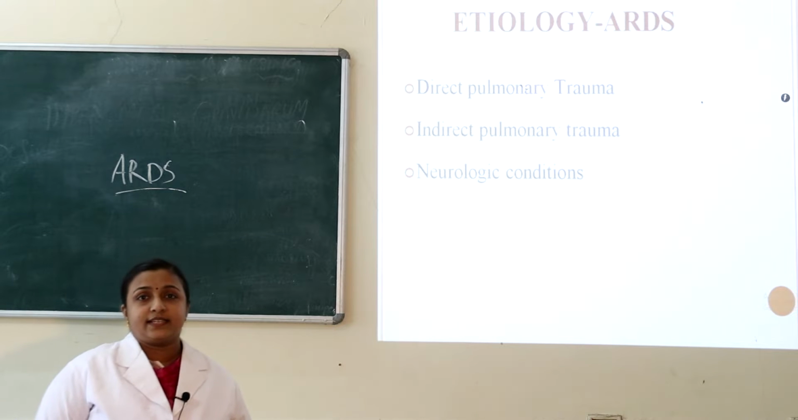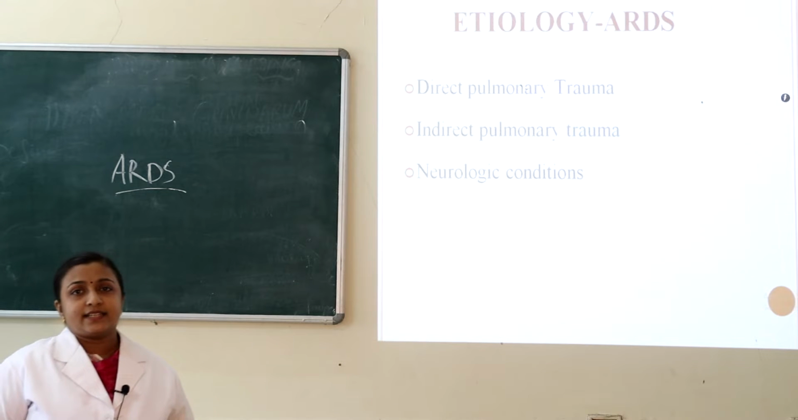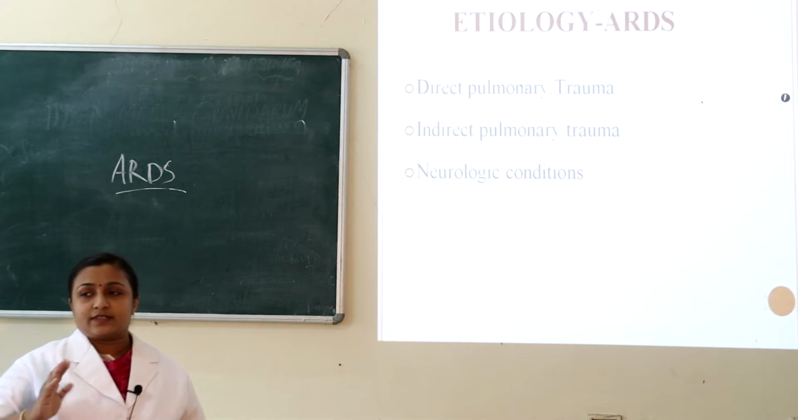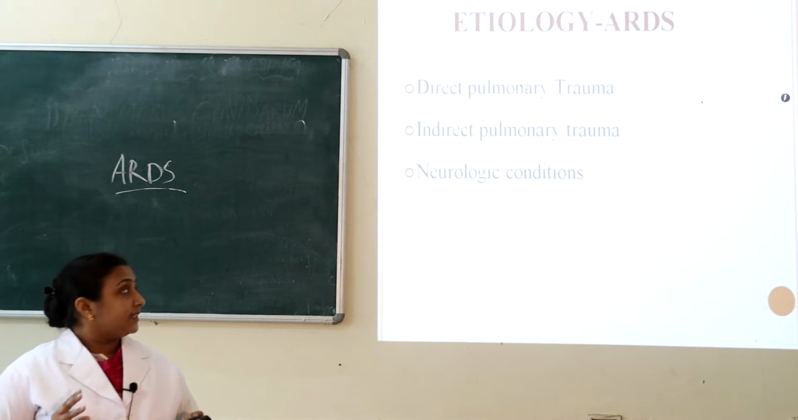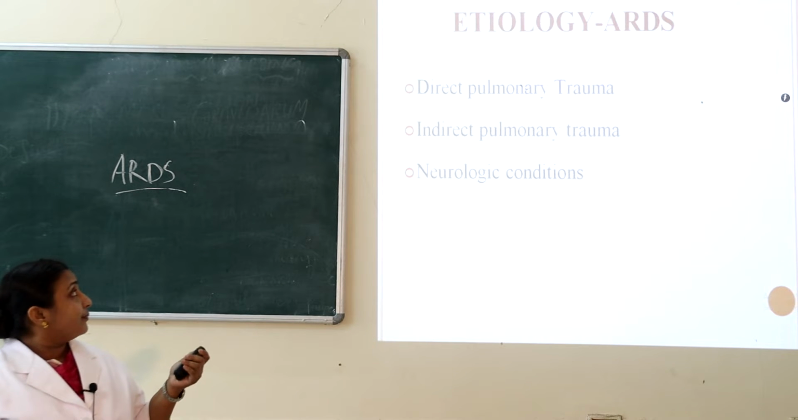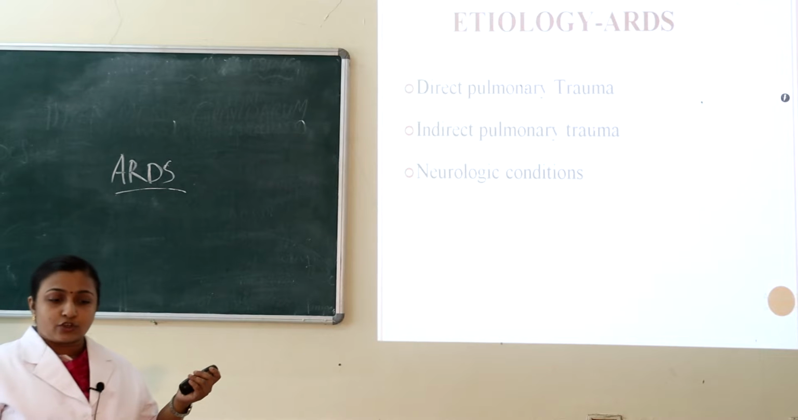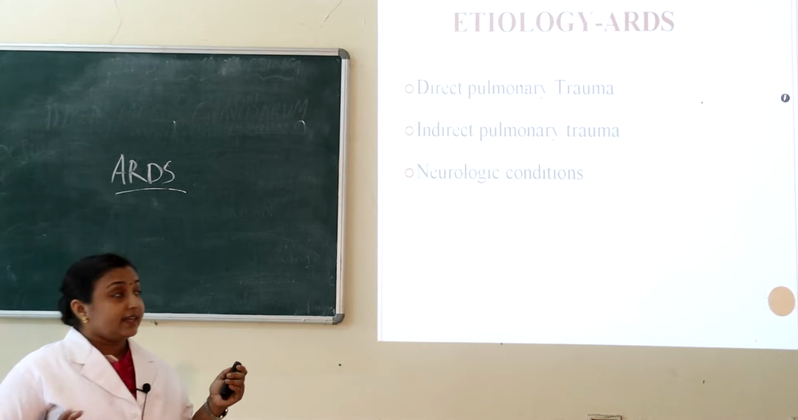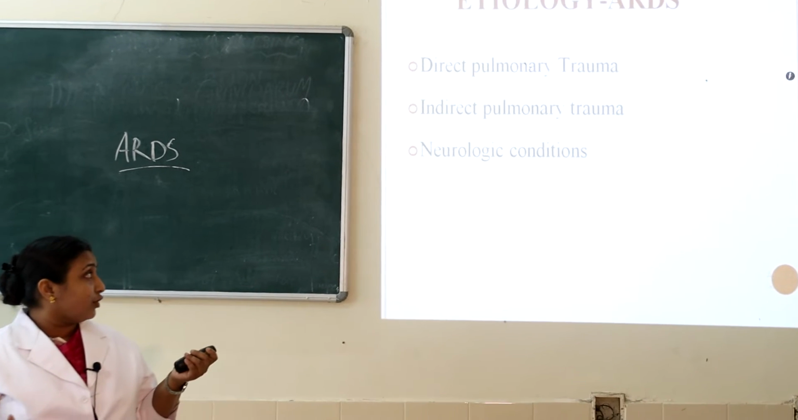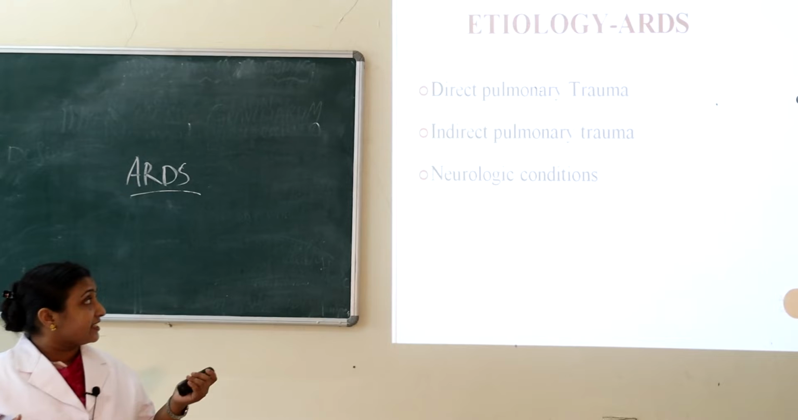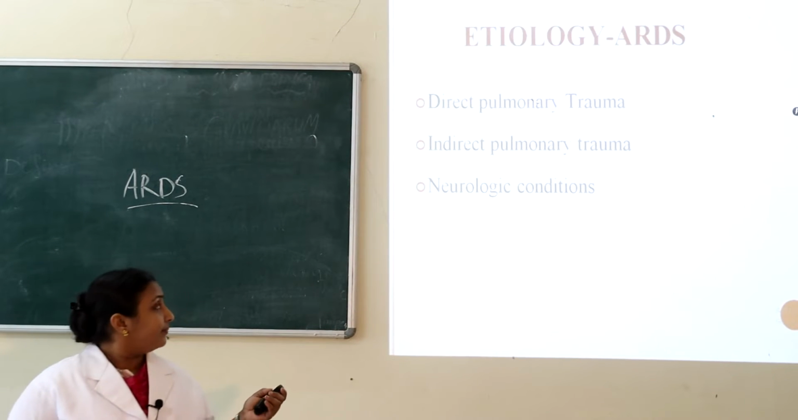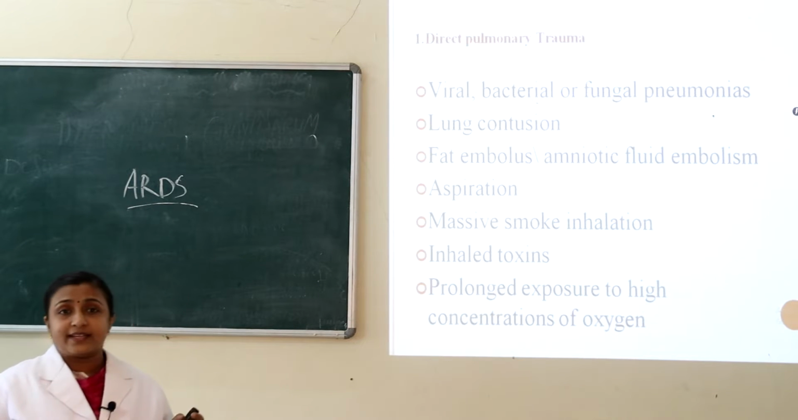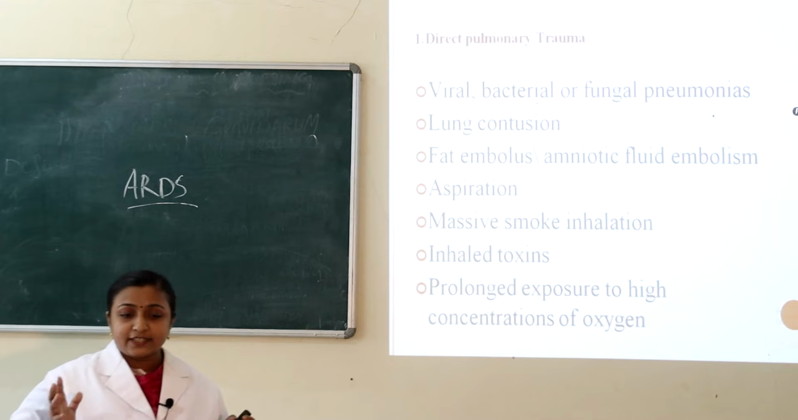Next we can move on to the etiological factors. What may be the etiological factors? The etiological factors come under different headings. Mainly 3 points. The first one is direct pulmonary trauma. The next one is indirect pulmonary trauma. Then the third category is the neurological conditions.